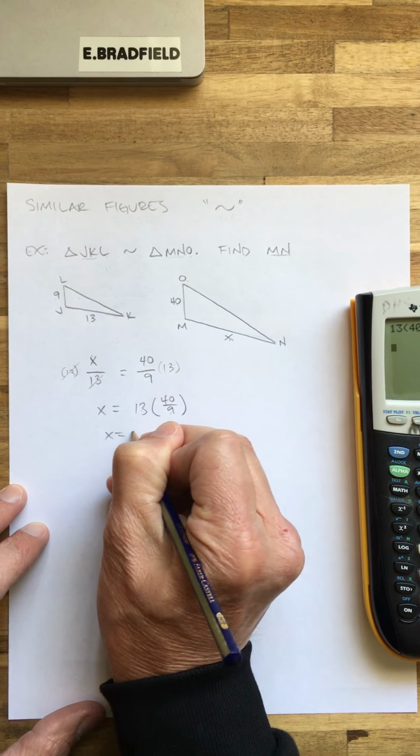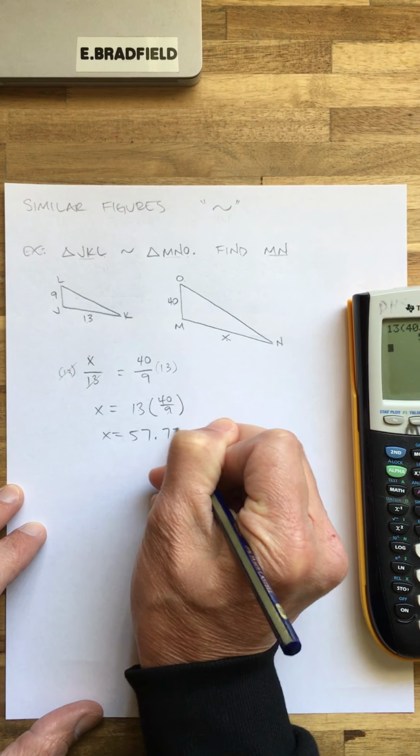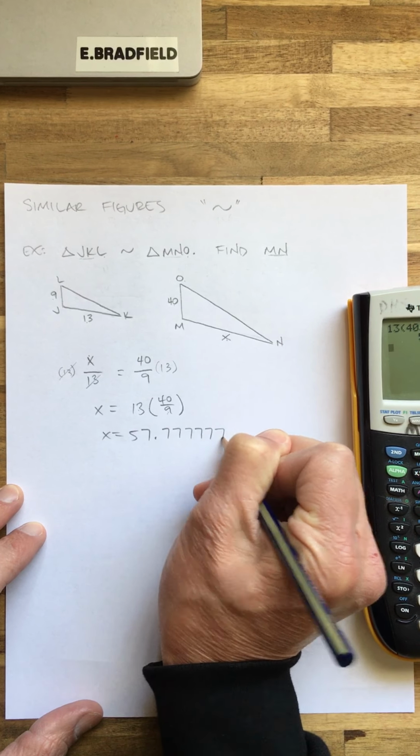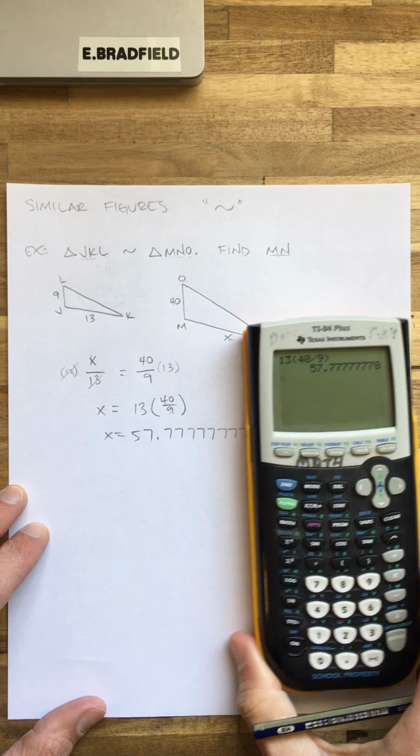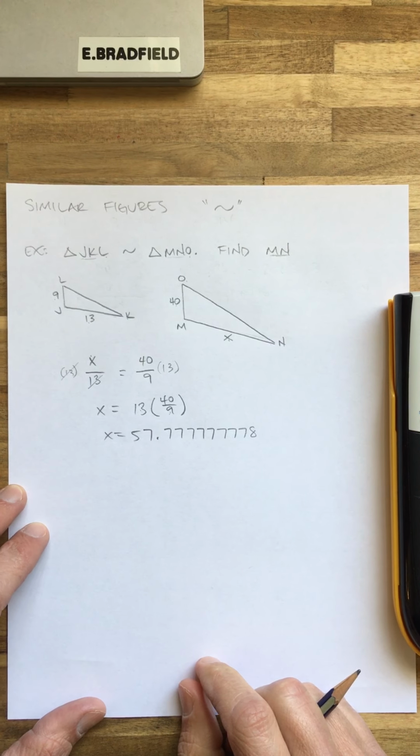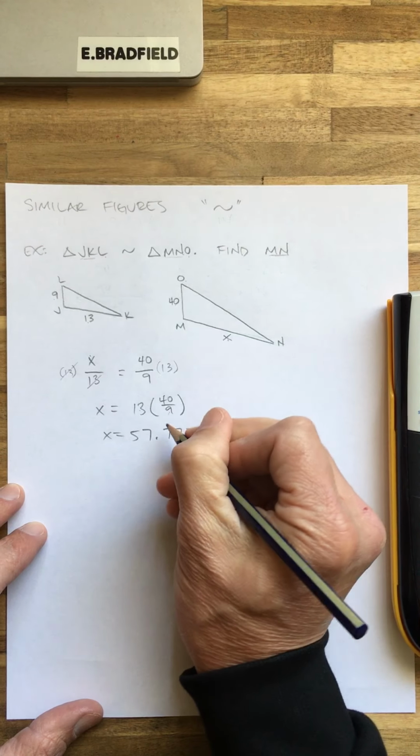So x equals 57.7777777778. In your homework, they're going to want you to round that to the nearest tenth. So that's this guy right there.